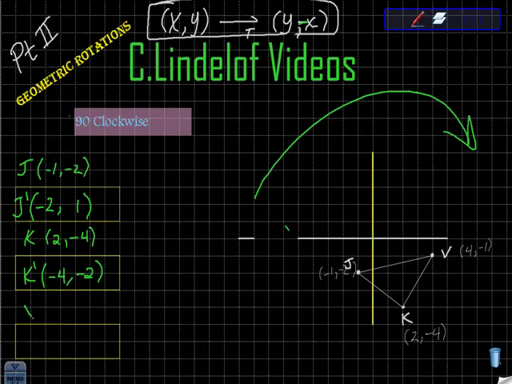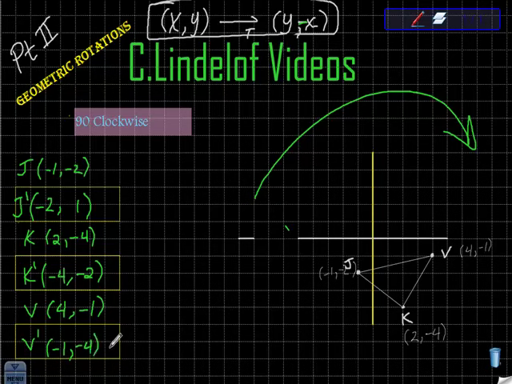V was the point 4, -1, right? I had it right, didn't I? I'm going to do the same thing. I'm going to translate that point, and as I translate that point, I'm going to take the y value and make it the x value, so that's -1, and I'm going to take the opposite of the x value, make it the y value, so the opposite of 4 is -4.